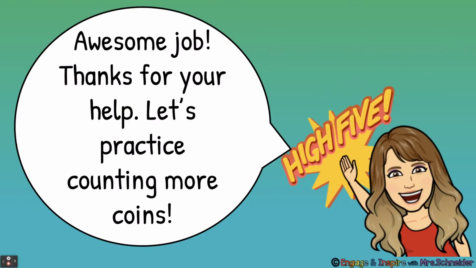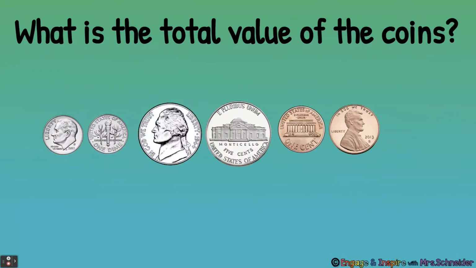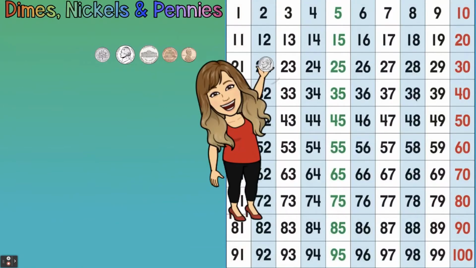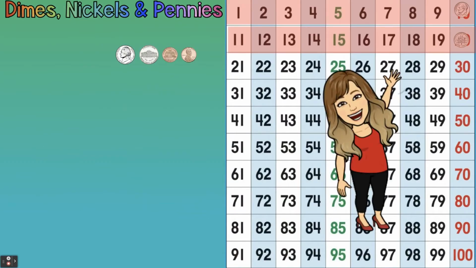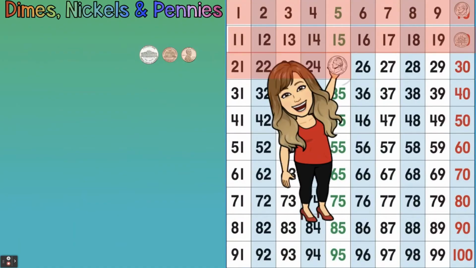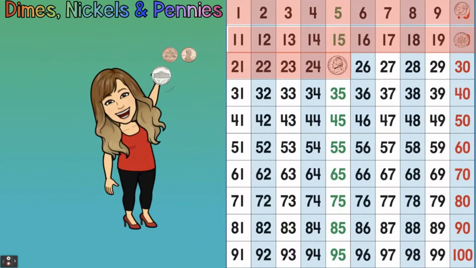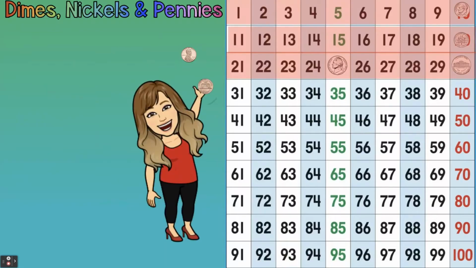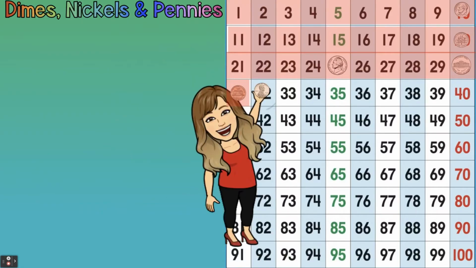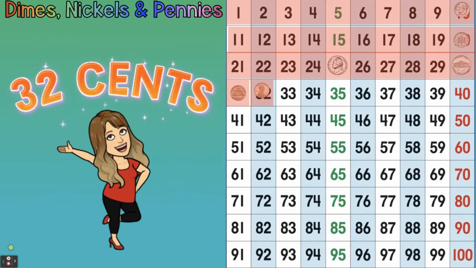Let's practice counting more coins. What is the total value of the coins? Here we have dime, dime, nickel, nickel, penny, penny. 10, 20, 25, 30. We need to count up 2 more. 31, 32. 32 cents. Good job.